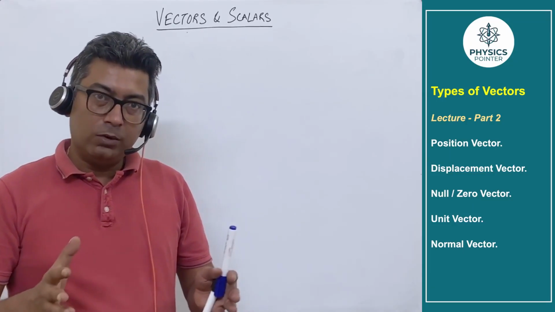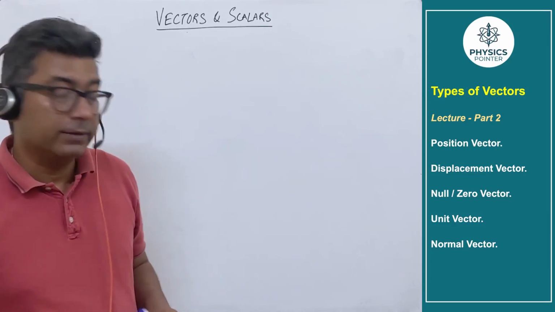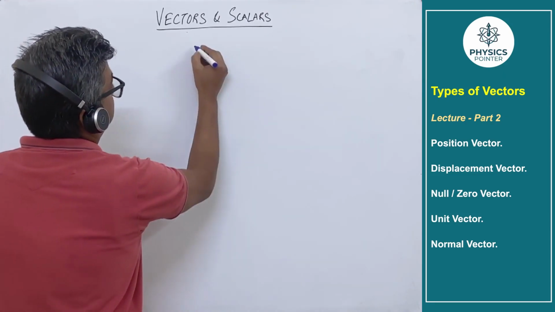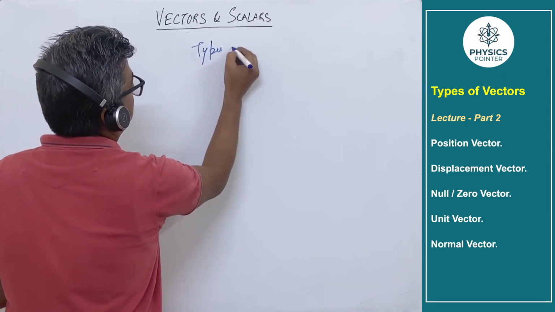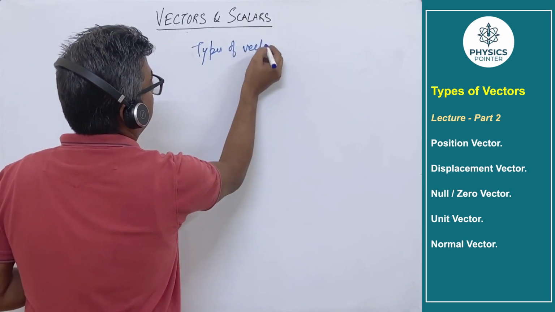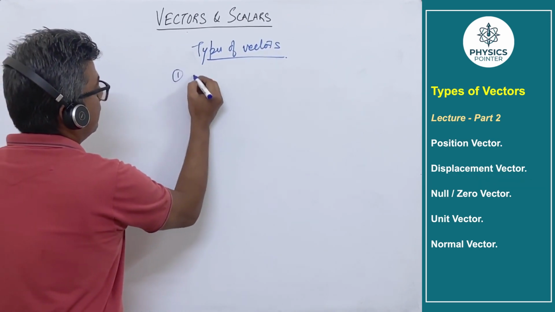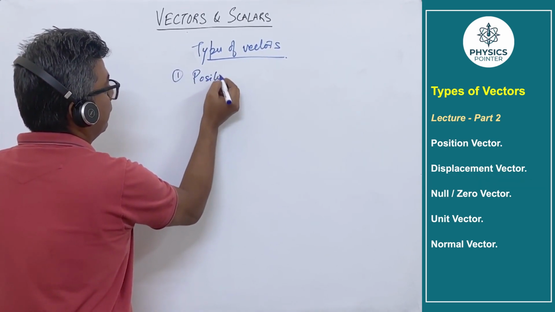Now let's talk about types of vectors. So first and foremost is called the position vector.